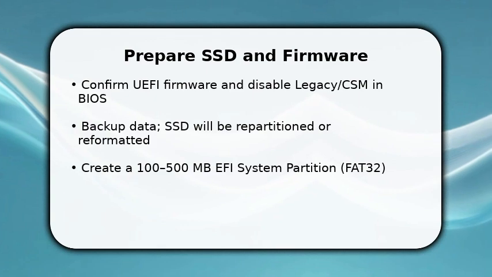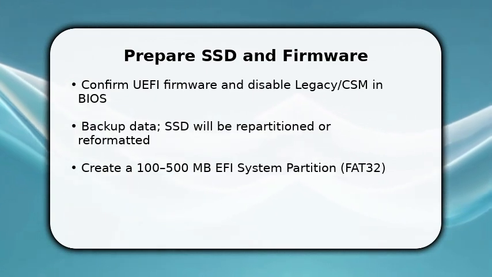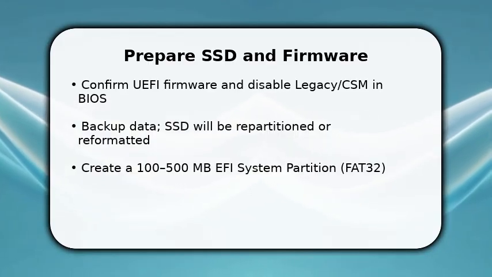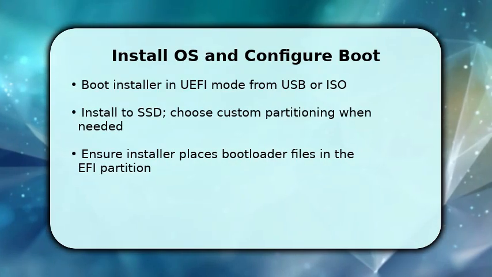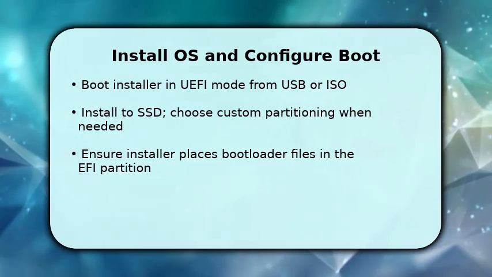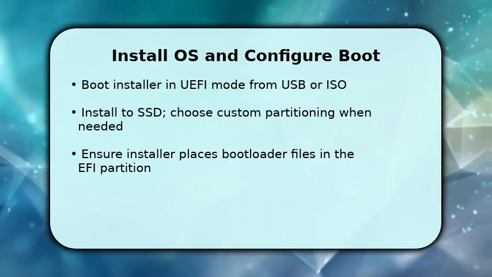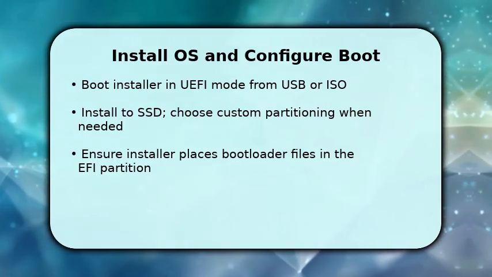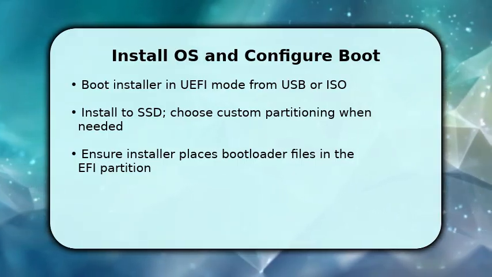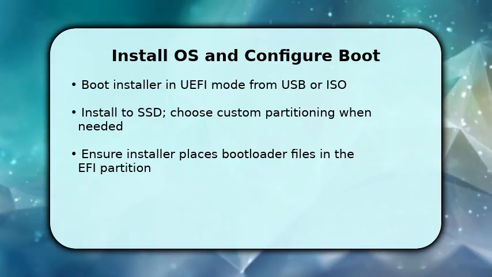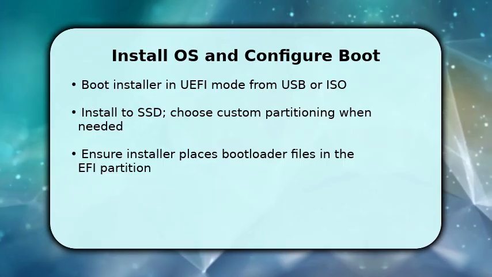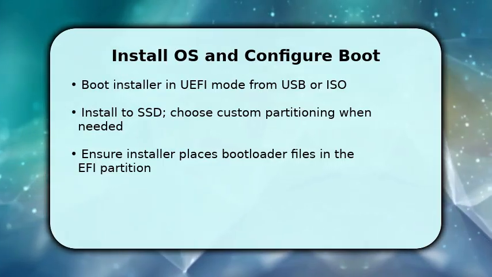Once that EFI partition exists, proceed to prepare the OS installer media and note the target drive letter for later steps. Boot the installation media explicitly in UEFI mode. Check the boot menu for the UEFI prefix, because otherwise the installer will create legacy boot files. During installation, choose Custom or Advanced Partitioning, select the SSD as the target, and point the installer to the EFI partition if it asks. This ensures the bootloader files, EFI or vendor folders, are written correctly.